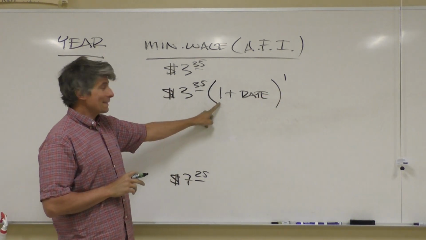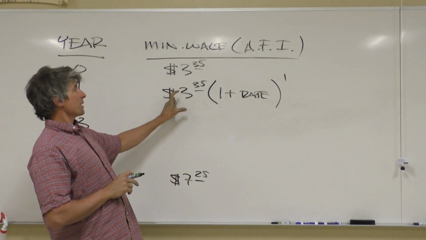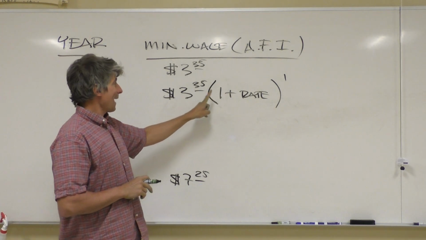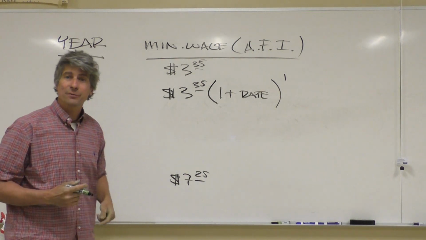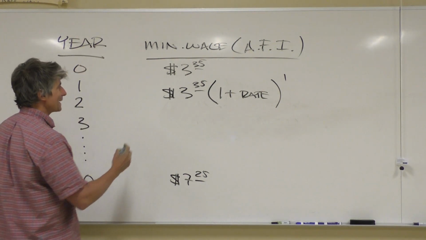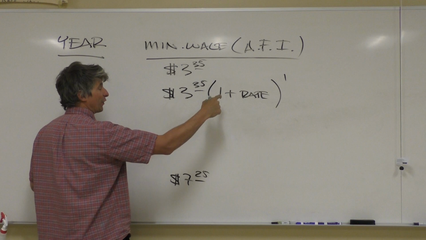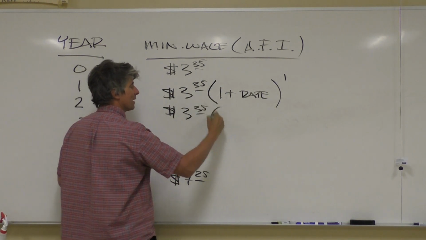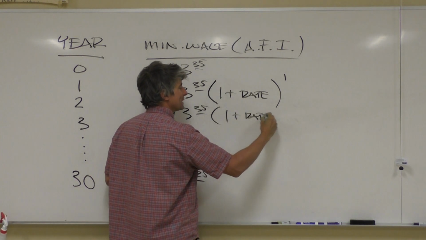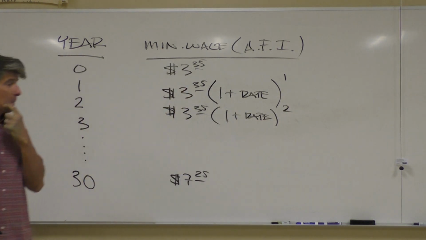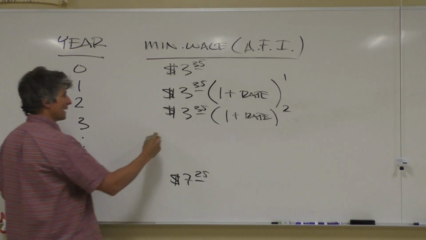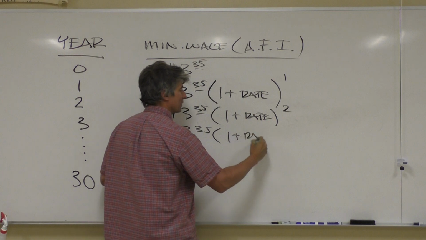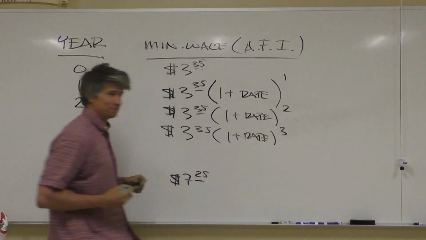Remember again, the 1 stands for the entire 3.35 coming forward, plus the additional rate that has to be applied to the 3.35 for the inflation. Also, next year is going to be this raised to the rate again. So it's going to be 3.35 times 1 plus the rate squared. This one right here is going to be 3.35 times 1 plus the rate cubed.